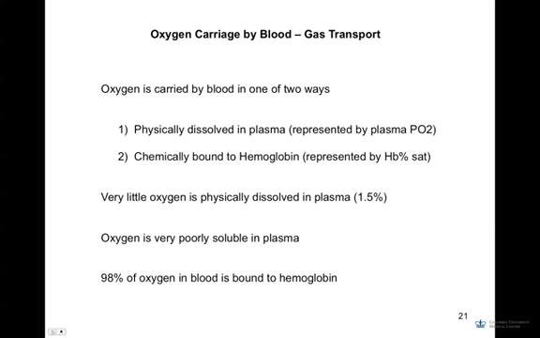So if we go back to these two measurements, plasma partial pressure of oxygen, or plasma PO2, versus hemoglobin percent saturation, keep in mind that whenever we look at the PO2 of blood, what we're really looking at is about 1.5% of the total oxygen in that blood. The other 98+% is chemically bound to hemoglobin and will be reflected by the hemoglobin percent saturation.